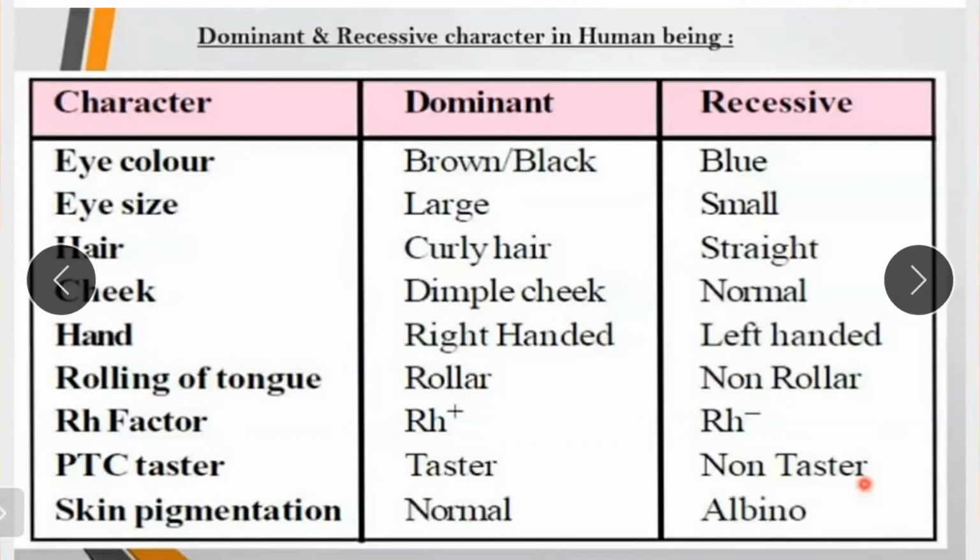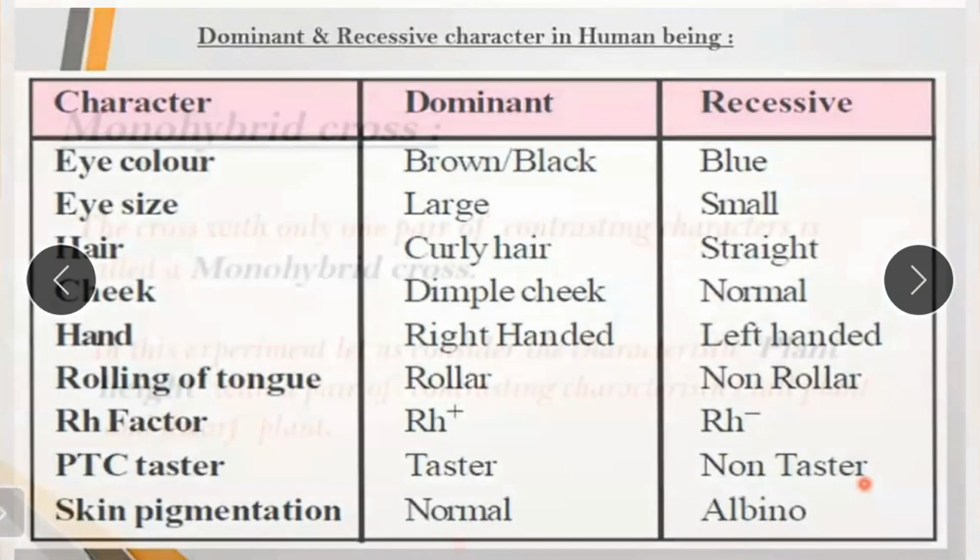What about the hand? Most of the people we see are right-handed, and most rarely we can see left-handed persons. Yeah. Rolling of the tongue. Mostly the persons can roll their tongues, but in recessive, most rarely the persons have non-rolling tongues. Okay. What about the PTC testers? Tester and non-tester. Then skin pigmentation. The skin color in dominant is normal, but in recessive, it's albino. Okay. This is all about the human being.